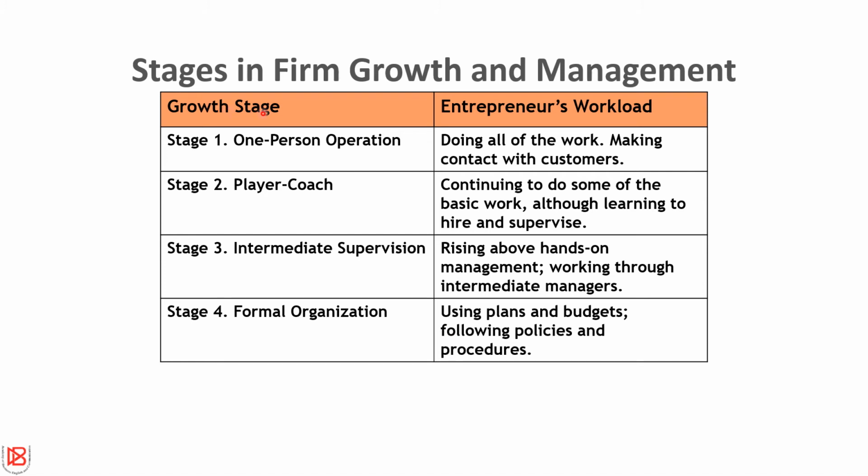Remember, when I talk about entrepreneurial leadership, in a stage one operation the founder does all the work by themselves, including customer handling, manufacturing, operations and everything. But as it grows, some sort of delegation happens when people are being hired and supervised. Stage three is when you have a little bit of management coming in, with supervisors, managers, and directors being appointed. A formal organization uses plans, budgets, and follows policies and procedures.